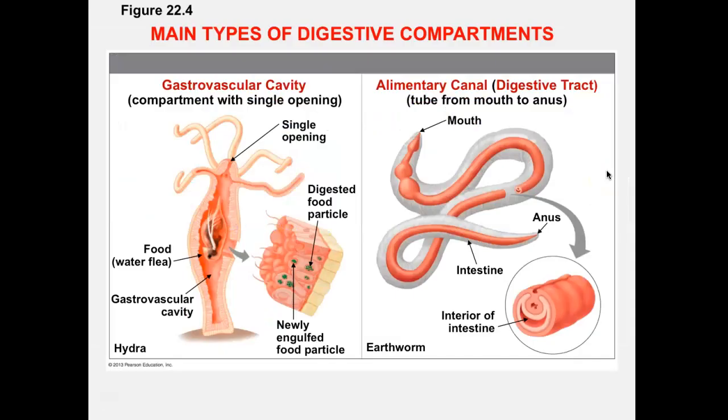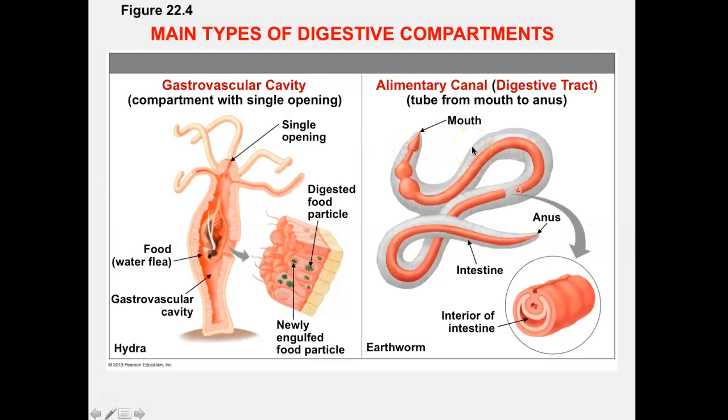All right, then we have letter B and letter C, a gastrovascular cavity versus an alimentary canal, otherwise known as a digestive tract. So what's the difference? A gastrovascular cavity is just one cavity with one opening. So the in is also the out. In organisms like this hydra, this is where the prey comes in, it gets digested, and all the undigested waste comes out.